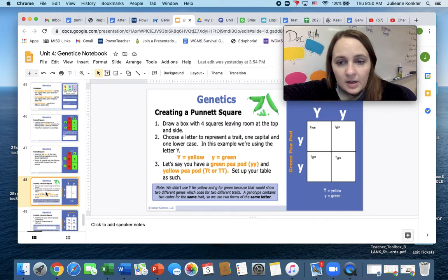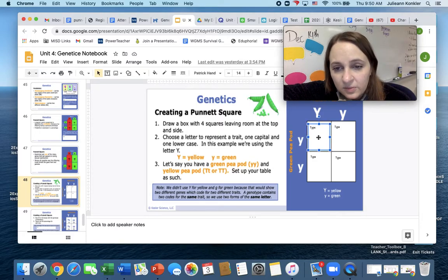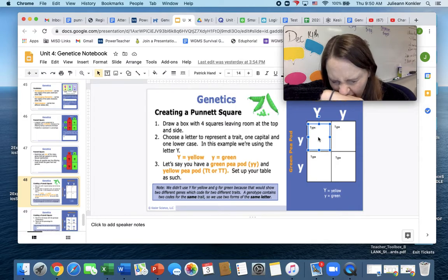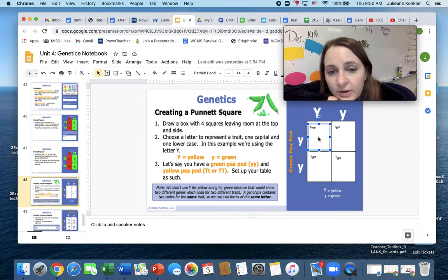This is creating a Punnett square. You can type in this one. There's boxes for each square. You can draw it on a piece of paper too if that would be easier for you. So draw a box with 4 squares, leaving room on the top and sides. Choose a letter to represent a trait, one capital and one lowercase. In this example, we're using the letter Y. So we have capital Y, lowercase y.